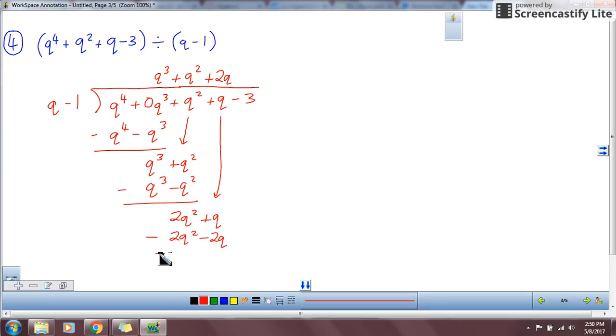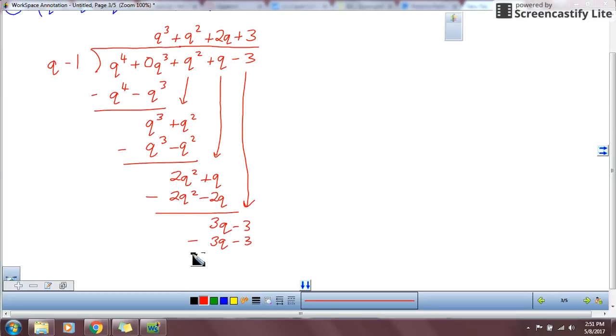So now I ask myself, q times by what gives me q cubed? Well, I need q squared. Q squared times q gives me q cubed. Q squared times negative 1 gives me negative q squared. I'm going to drop this one down. Then I'm going to subtract them. Remember, subtracting a negative is adding. So we got 1 plus 1 gives me 2q squared.